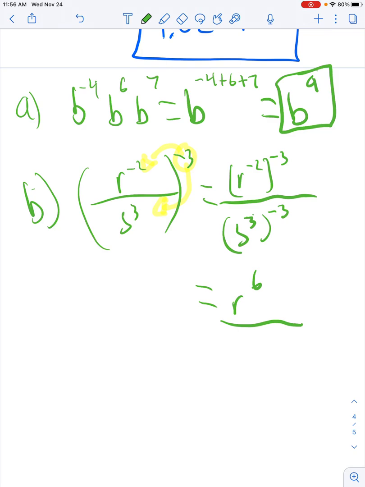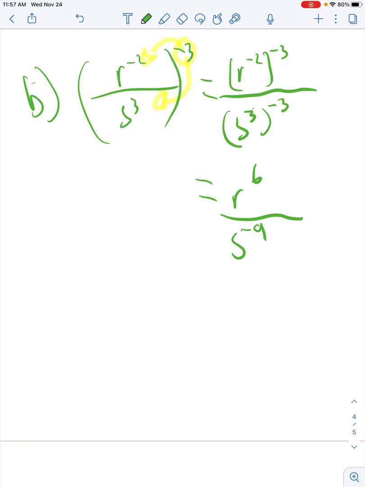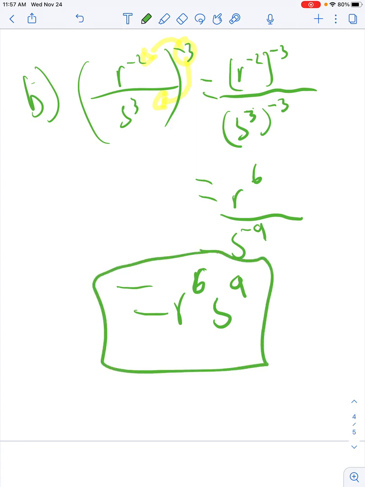But then I get stuck with s: 3 times negative 3 equals negative 9. And I don't like having negative numbers in my denominator. So to get rid of the negative exponent, if it's in my denominator, I move it to the top, and if it's in my numerator, I move it to the denominator. So I'm going to bring this up and say r to the 6th, s to the positive 9th. Because when I move it from the denominator to the numerator, my number's getting smaller.